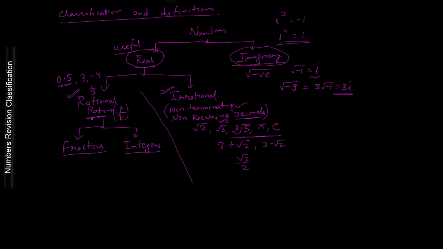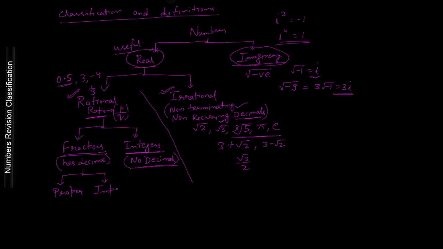Now rational numbers, on the basis of their decimal presentation, can be divided into two parts, fractions and integers. Integers have zero fraction. Integers have no decimal part. If a number has no decimal part, it is an integer. If a number has a decimal part, it will be called a fraction. That's the fundamental definition, right? Now fractions can be divided into two types: one type is proper fraction and the other type is improper fraction.